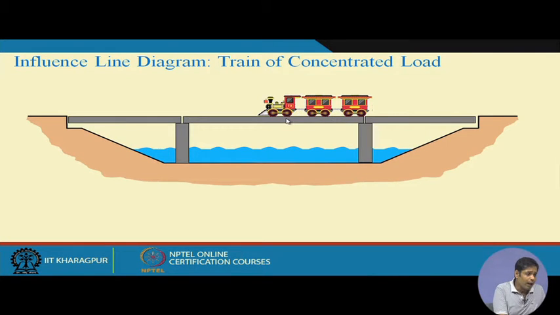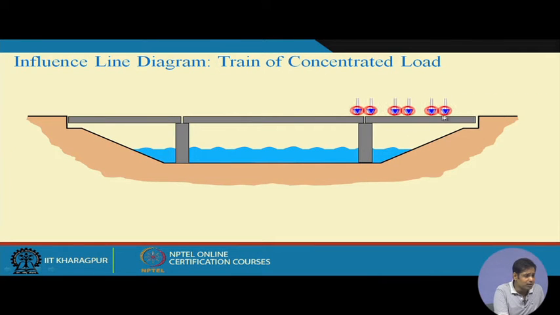The total load will be transferred to the bridge through these wheels, and each wheel will apply a concentrated load on this structure. So this can be idealized as concentrated loads on the structure. These are the wheel positions. This is a train of concentrated loads. This train of concentrated loads is moving on the structure, but as they move, the relative positions between these loads remain the same.